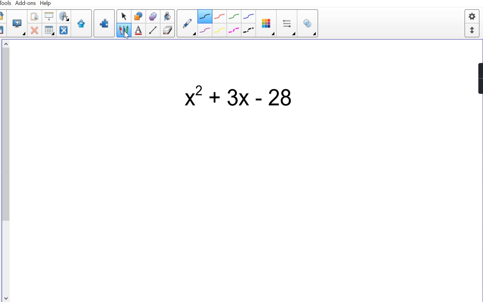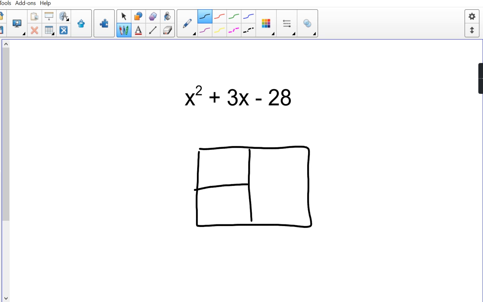So that means that we could try to find 2 binomials that multiply to get this quadratic expression. So we use the box like this. We'll put x squared in the first top left box. We'll put the negative 28 in the bottom corner box. Pause the video to think about which 2 numbers you're looking for now.